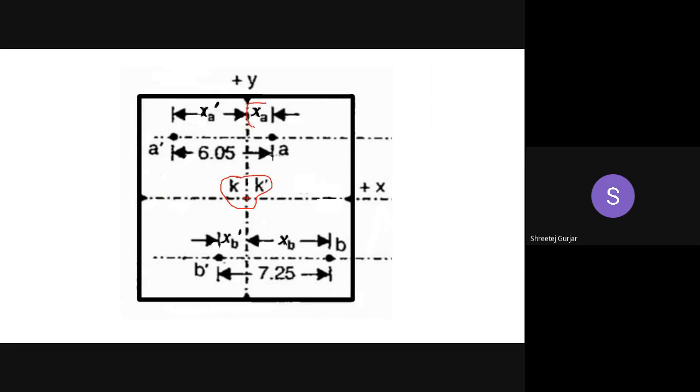You will be having XA and XB from the left photograph, and XA dash and XB dash from the right-hand photograph. Once you combine these two images, you will have A and B from the left photograph.